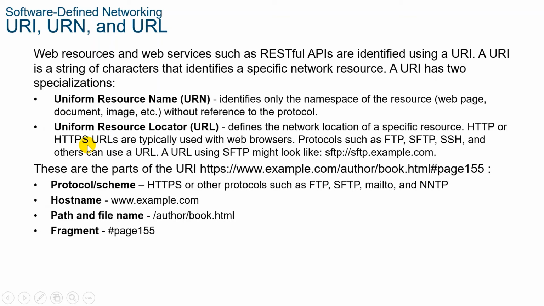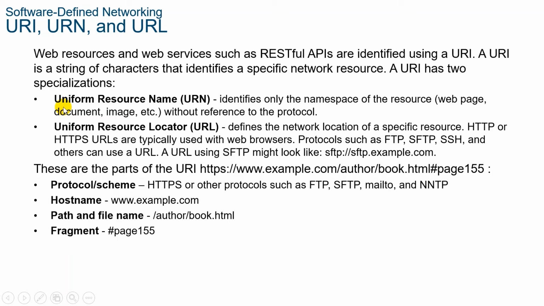Okay, so how about the URI, URN, and URL? Web resources and web services such as RESTful APIs are defined using the URI. A URI is a string of characters that identifies a specific network resource. It has two specializations.